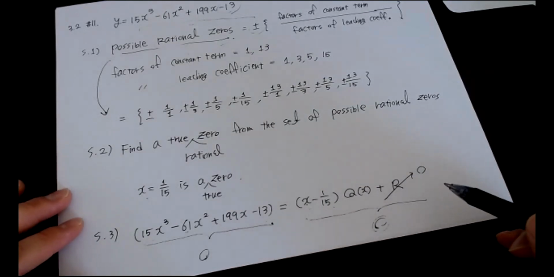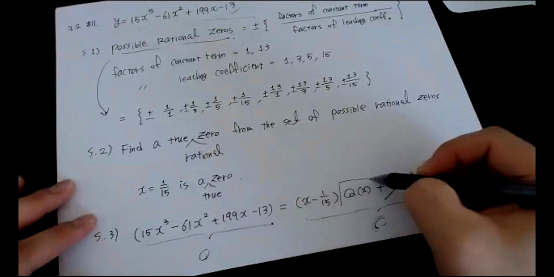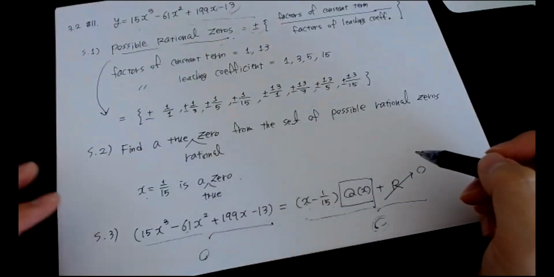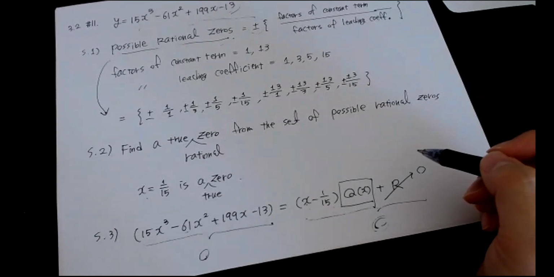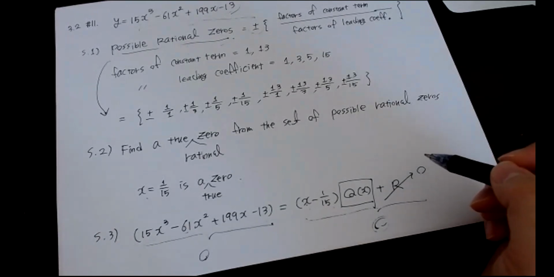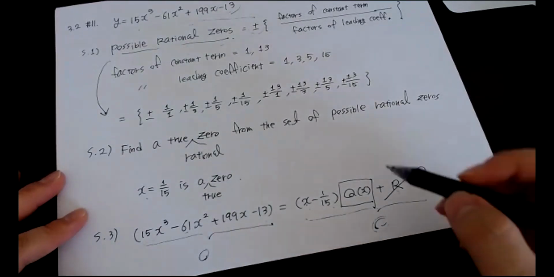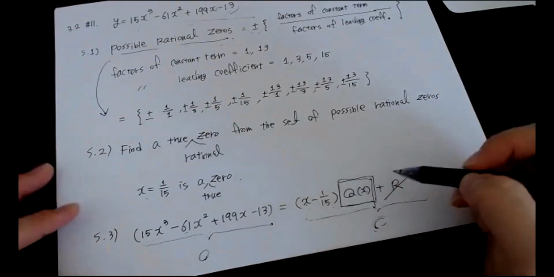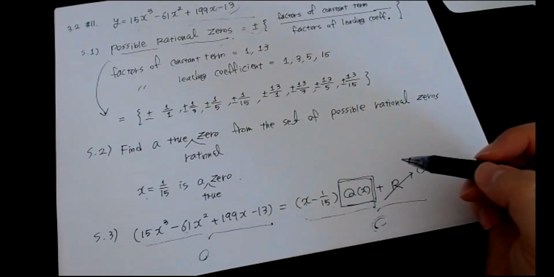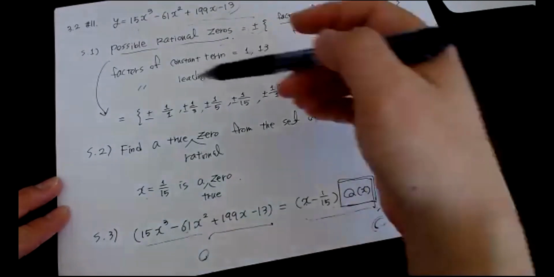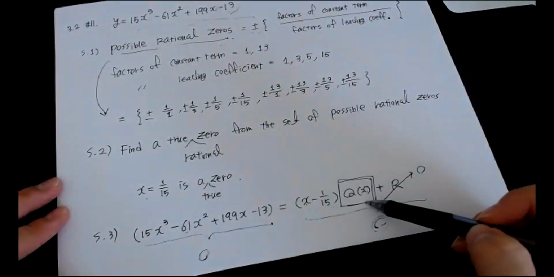So now I'm going to figure out q of x, using synthetic division or ordinary division. But let me use synthetic division. So we're going to figure out q of x, and then find the possible rational zeros. And then pretty much we repeat steps 1, 2, 3 for q of x.